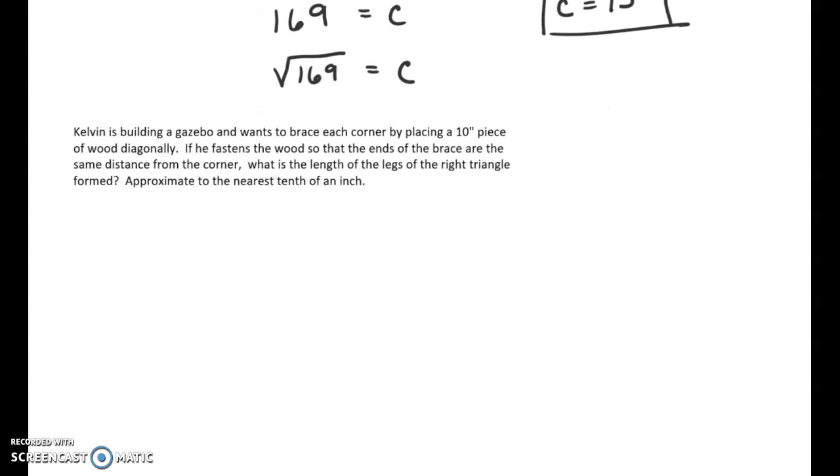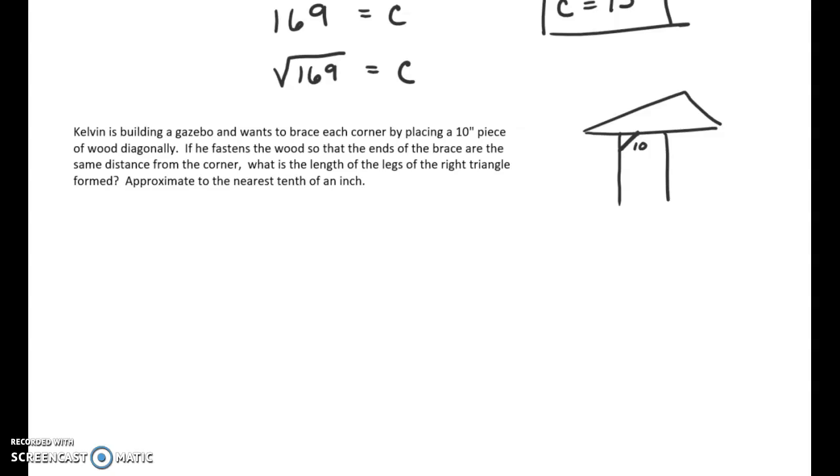All right, so now we have another example. Kelvin's building a gazebo, so I'll try to draw a little gazebo over here. Maybe should have made it bigger. Well, that's not very good. Good thing I'm not building it. And he wants to brace each corner. So he's going to put a piece of wood right here, okay, to brace that corner. And it says to brace each corner by placing a 10-inch piece of wood diagonally. So that's going to be the 10 inches right there. So he's got this 10-inch piece of wood, and he's going to put it in there to brace the corner.